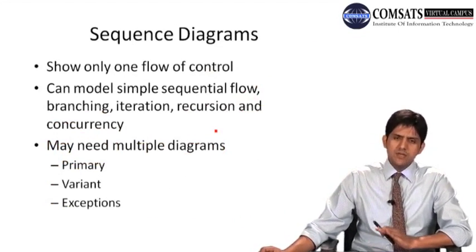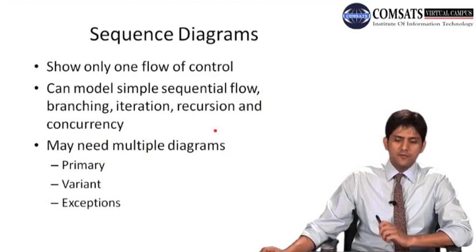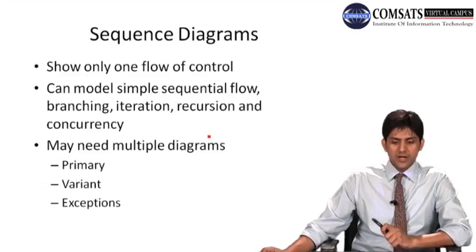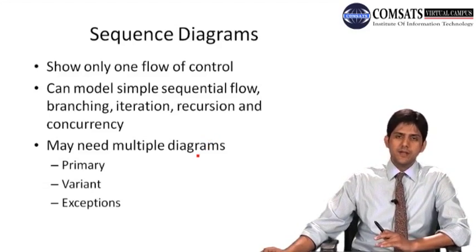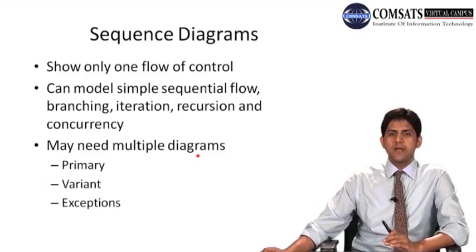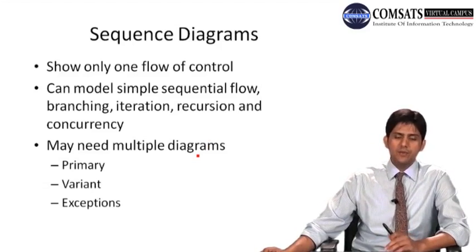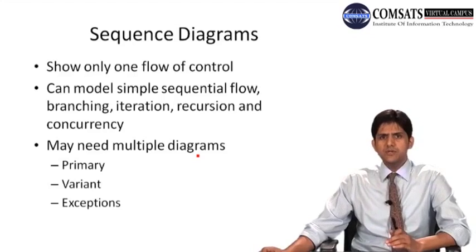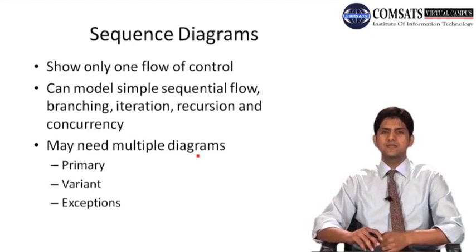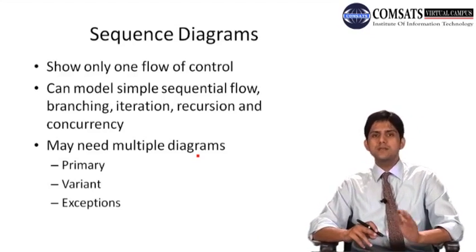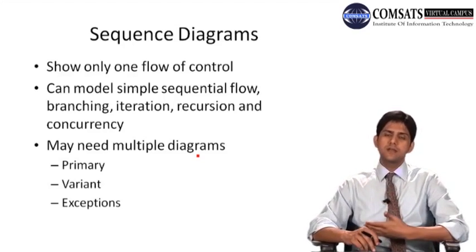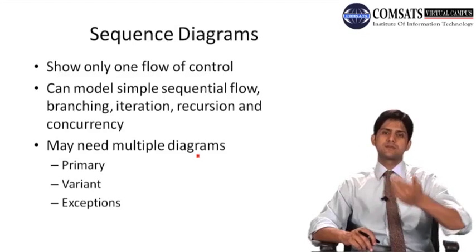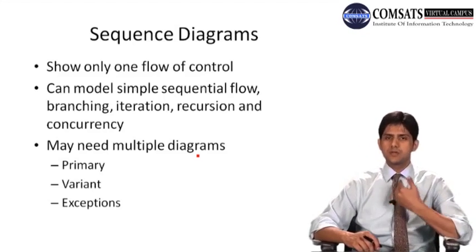Okay, so sequence diagrams show only one flow of control, and can model simple sequential flow, branching, iteration, recursion and concurrency. Okay, so through system sequence diagrams we can do multiple things. We can do a simple sequential flow. An example would be that a student logs into a student management system and views his results. That is a very simple sequential flow.